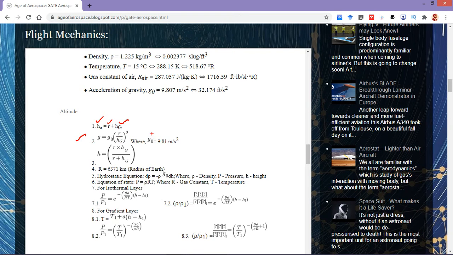So g naught is nothing but 9.81 meter per second square. Basically, the acceleration due to gravity varies even for Earth with altitude, but the variation is minor. So we basically take a standard constant value, 9.81 meter per second square. This is from basic physics. And now about the geopotential altitude, which is symbolized as h.